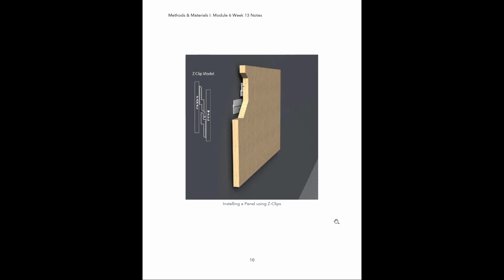And then this is just a diagram showing that Z-clip a little bit better. So this is it in 3D. Here you have your panel. Here is the first Z-clip that is screwed into the back of the panel, and then the other Z-clip that is screwed into the wall. Then you're lifting the panel up and you're placing one Z-clip on top of the other, and this is how they're going to look in section when they're interlocking with one another.